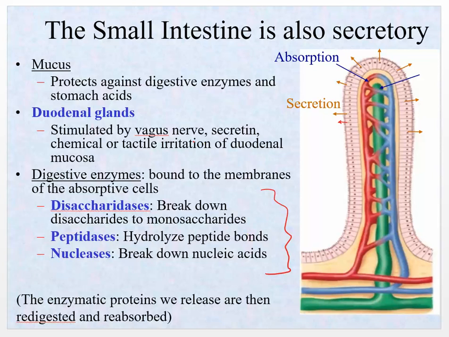Digestive enzymes bound to the membranes of the absorptive cells. So you have digestive enzymes that are kind of sitting out here, breaking down proteins, nucleic acids, and carbohydrates. Okay, so disaccharidases break down disaccharides into monosaccharides. Remember, a disaccharide is two sugars stuck together, and a monosaccharide is just one. So glucose is an example of a monosaccharide, and sucrose is an example of a disaccharide.